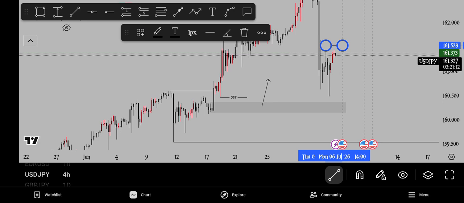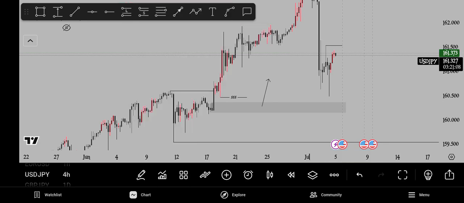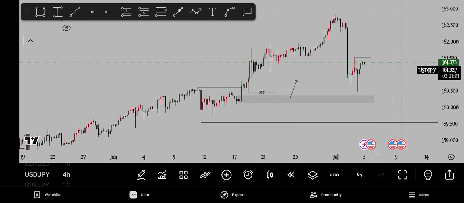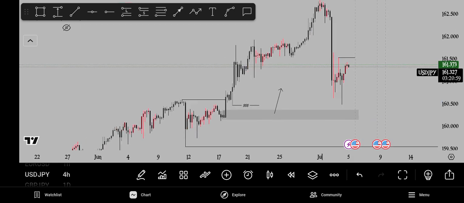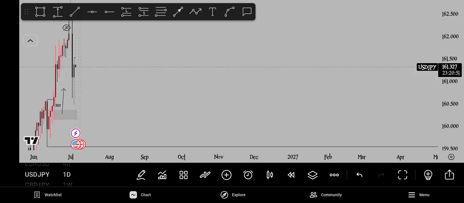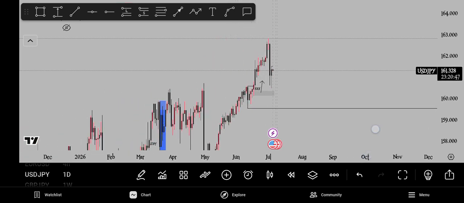Let's check if this high will be taken out with an impulse candle. Consider that maybe we have returned. USDJPY has become what? Bullish again. But overall, we're waiting for this demand below.